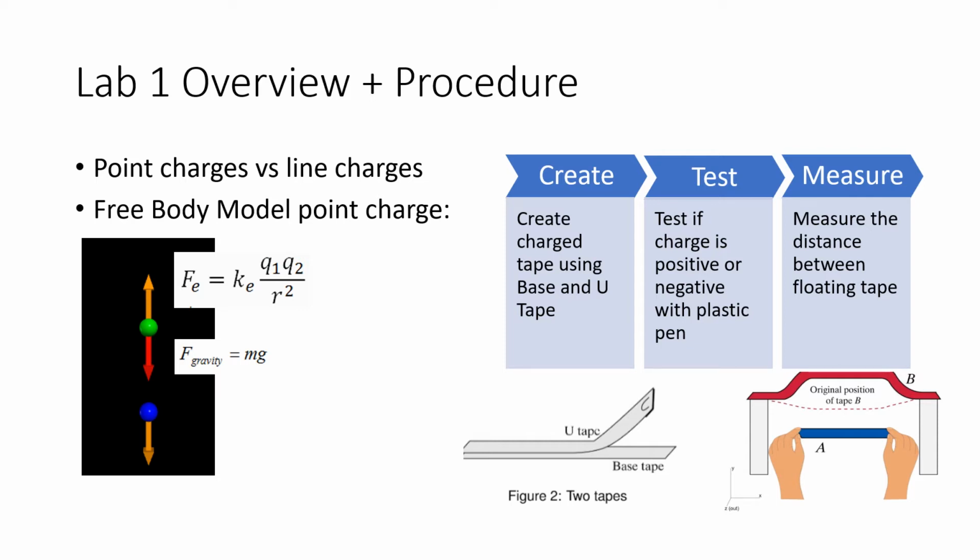This experiment has the same procedure as the first lab, where we first created a piece of charged tape by ripping off a piece off of base tape. Then we test if the charge is positive or negative by rubbing a plastic pen and observing the attractive or repulsive interaction. Then, with two more pieces of charged tape, we lift a piece below the other until the top piece is floating and measure the distance.